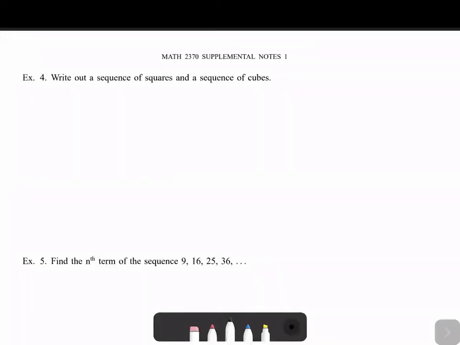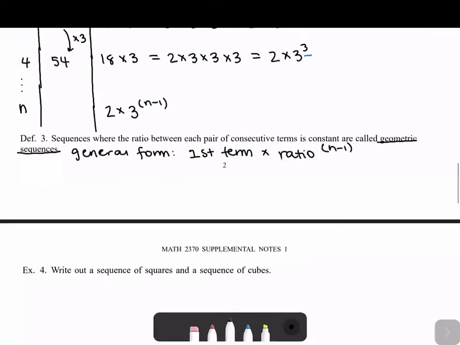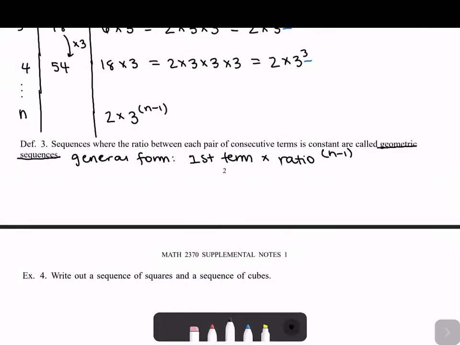Hello, this is video 3 on sequences. So one thing that I didn't mention last time when we went over geometric sequences were these powers.